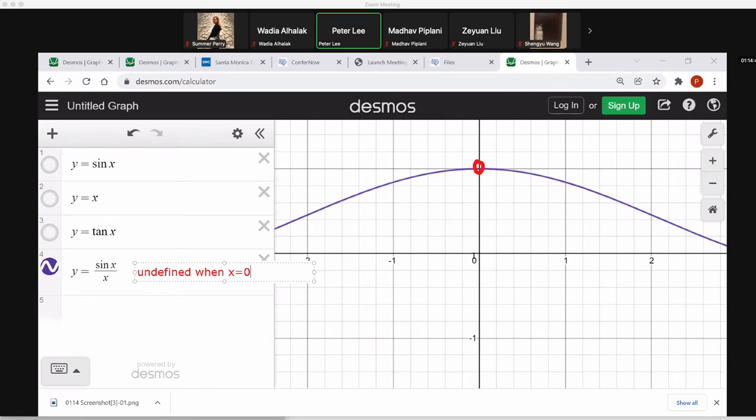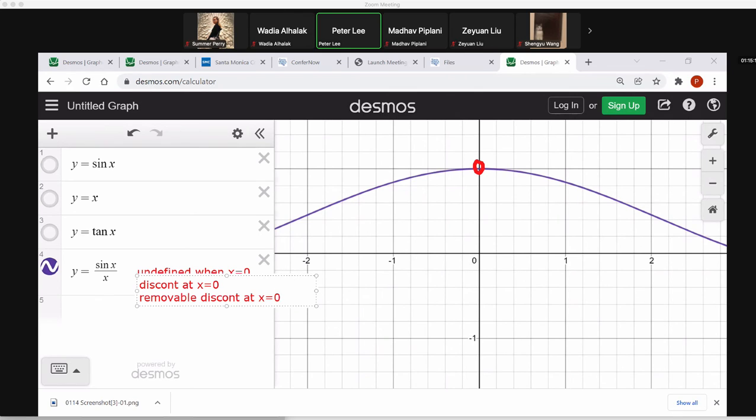So why does it show as if it's a continuous function like this? That's because y equals sine x over x is undefined at x equals 0. It has a removable discontinuity at x equals 0. This is a removable discontinuity.